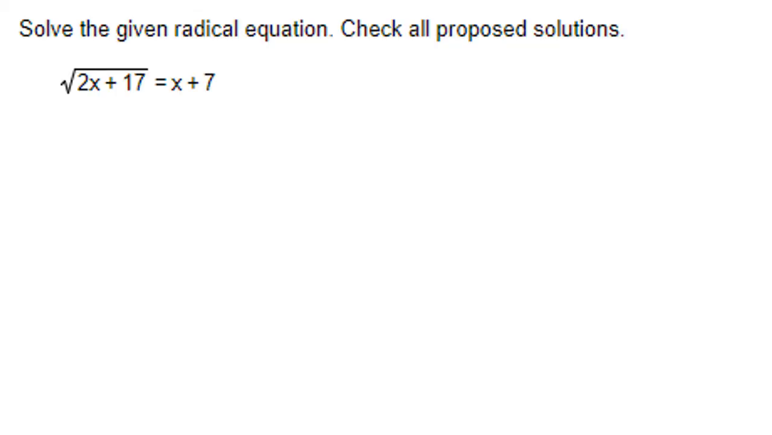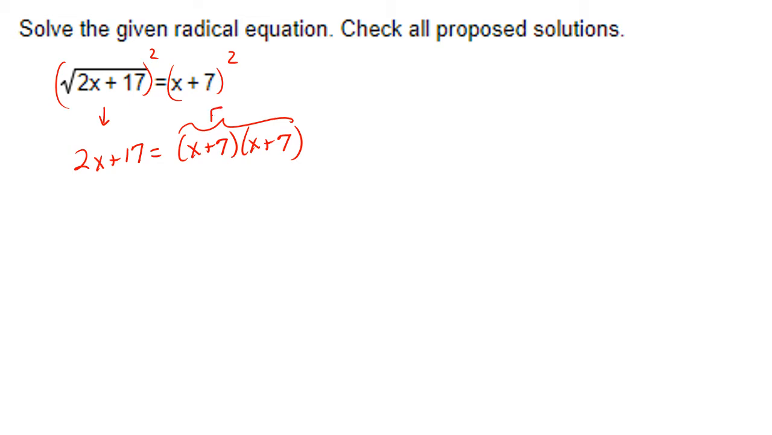Here's an example. I start off by squaring both sides of this equation to eliminate that radical symbol. That will simply leave 2x plus 17 and x plus 7 times itself. If you notice, it is necessary for me to work out the FOIL method here. When I work out the FOIL method, I have x squared plus 7x plus 7x plus 49.